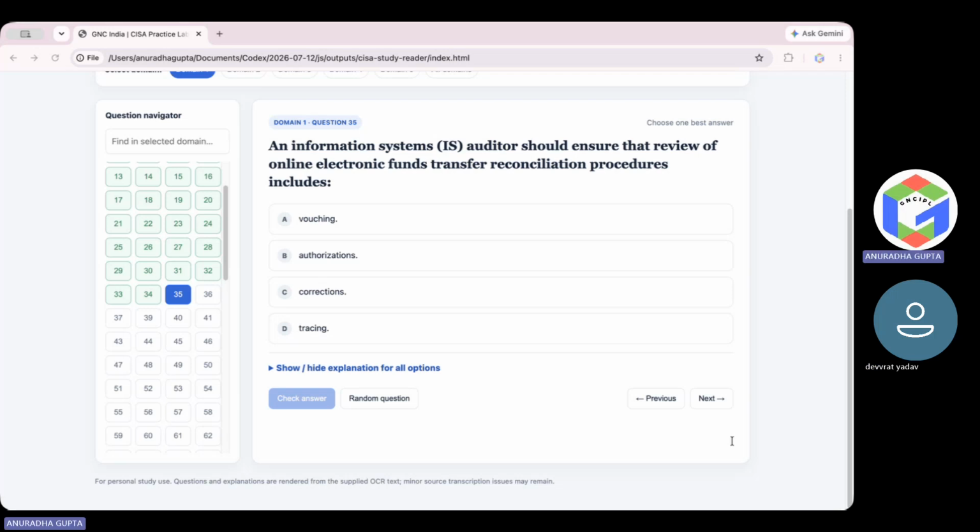First of all, you need to be aware of what vouching is and what tracing is. Are you aware of these two terms? I don't know. I think we can trace when this fund transfer has happened, and vouching, I don't know. Authorization, I think, is still the first priority: whether the person who is doing the reconciliation is authorized to do it or not.